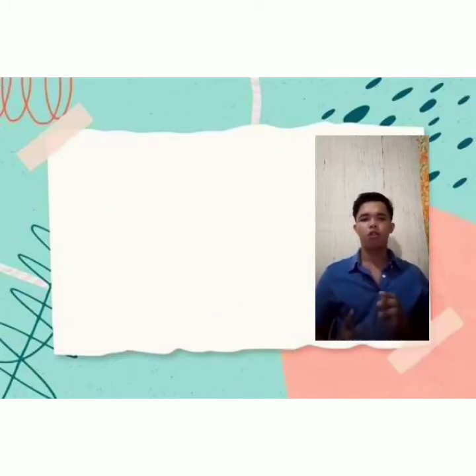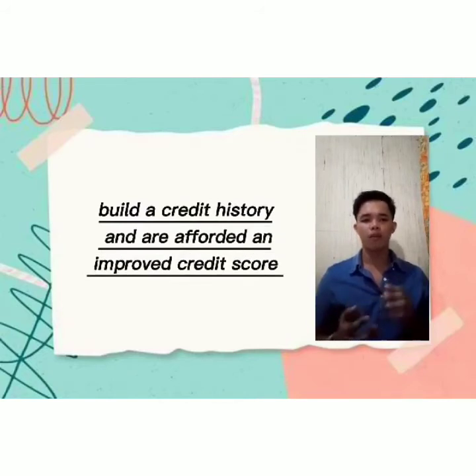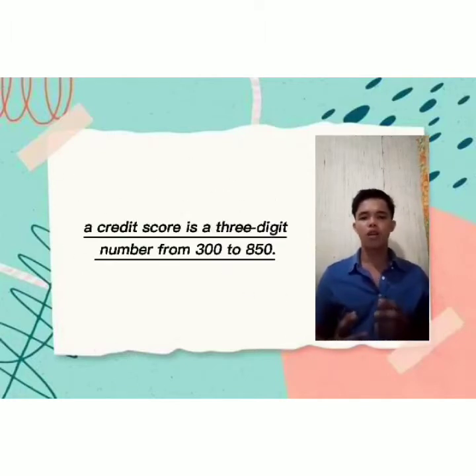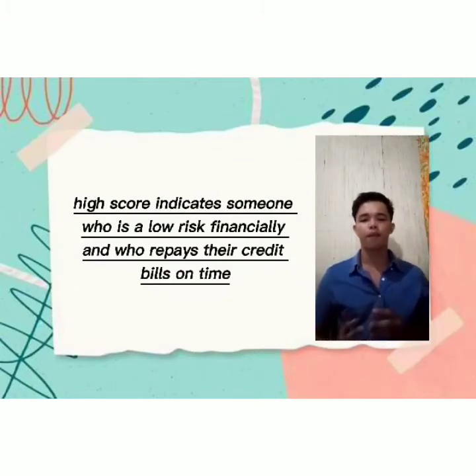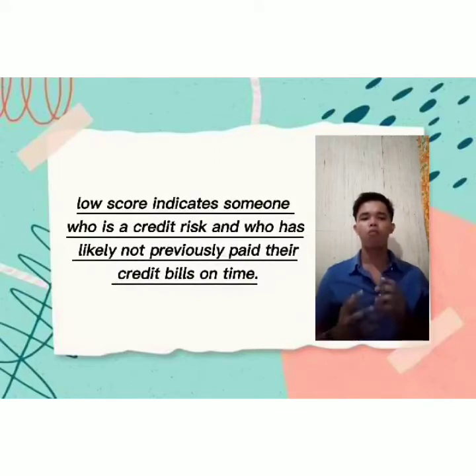When someone pays their credit bills on time, they are viewed as trustworthy by lenders. They begin to build a credit history and are able to improve their credit score, which will help them obtain future loans. A credit score is a 3-digit number from 300 to 850. A higher score indicates someone who is low risk financially and who repays their credit bills on time, while a low score indicates someone who is a credit risk and who has likely not previously paid their credit bills on time.